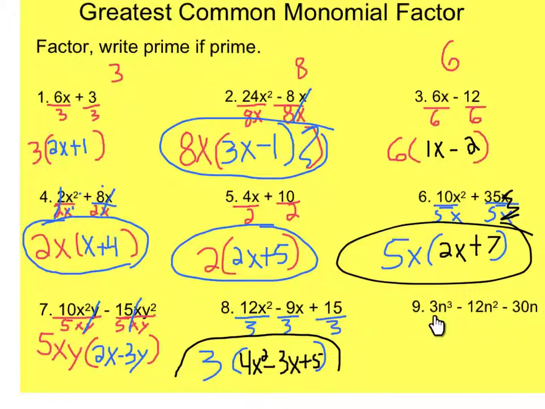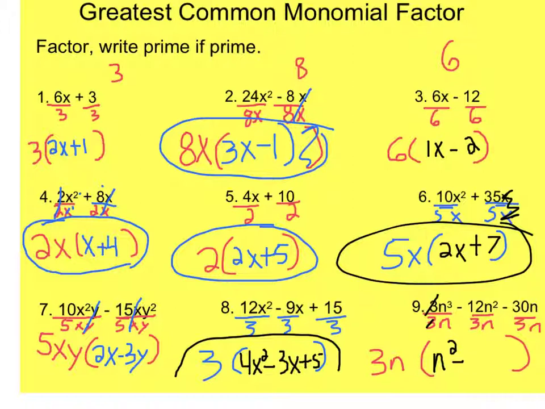What's the biggest number that divides 3, 12, and 30? And that's going to be 3. The biggest number I can divide these by is 3. I see an n in each one, so I'm going to take one n out. And now let's see what's left over. So if I divide this out, these will cancel, and I'll have 2 n's left.